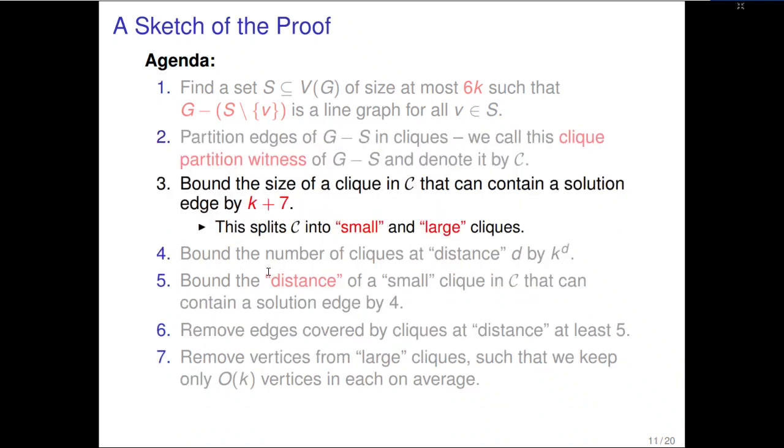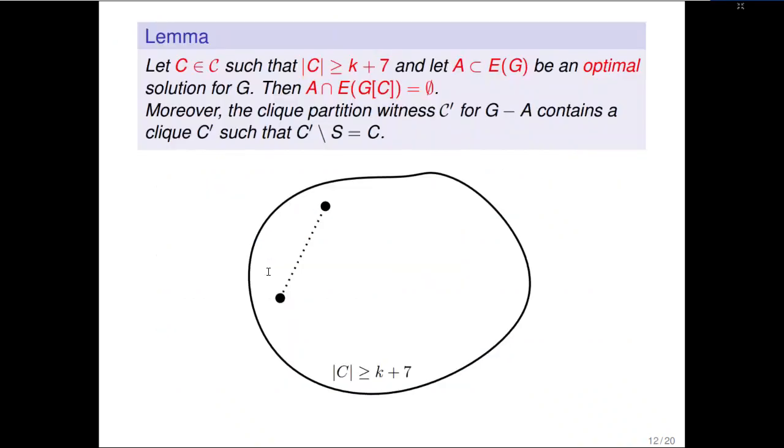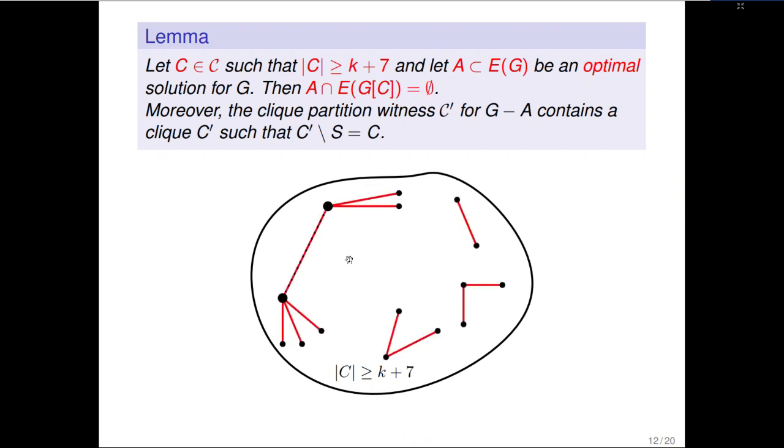Okay, so this brings us to the third step, bounding the size of a clique in C that can contain a solution. Let's take a look at some large clique in C, in the clique partition witness. Let's assume that there is an edge that is in a solution of size at most k, not necessarily optimal. Let the solution be A. Let us take a look at all the edges of A that are inside C, including this one edge.